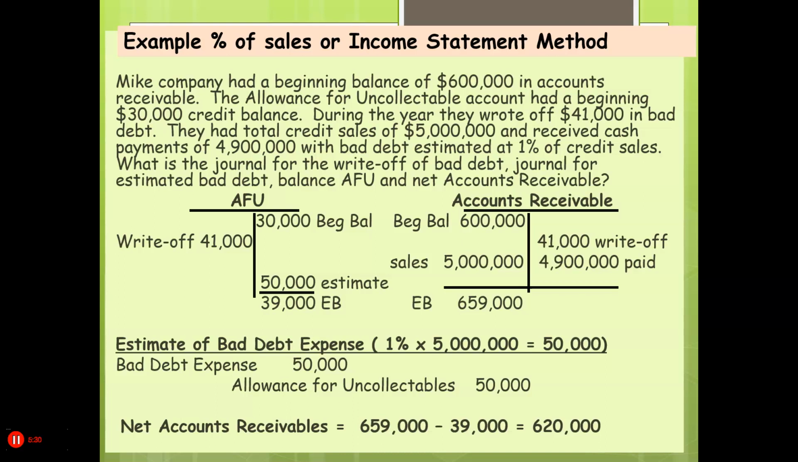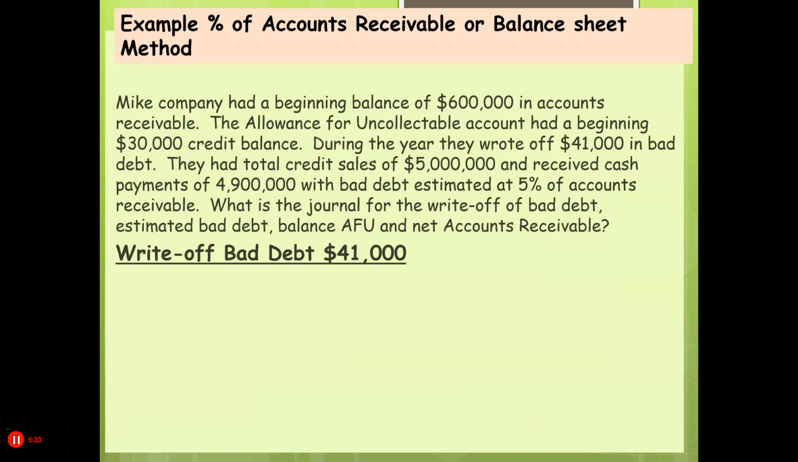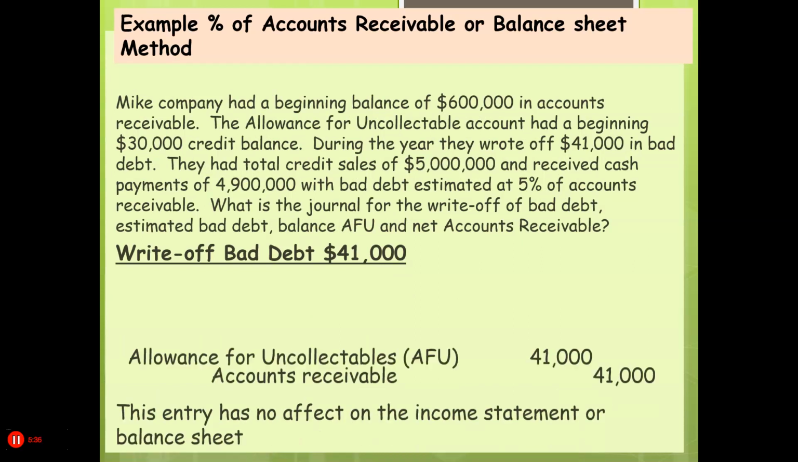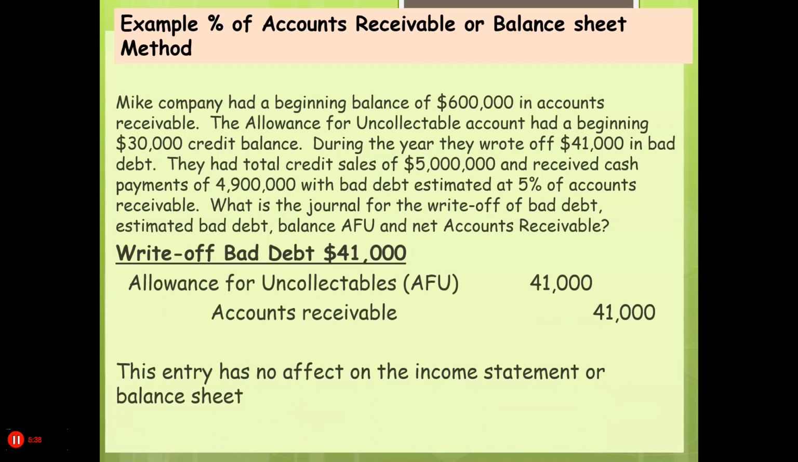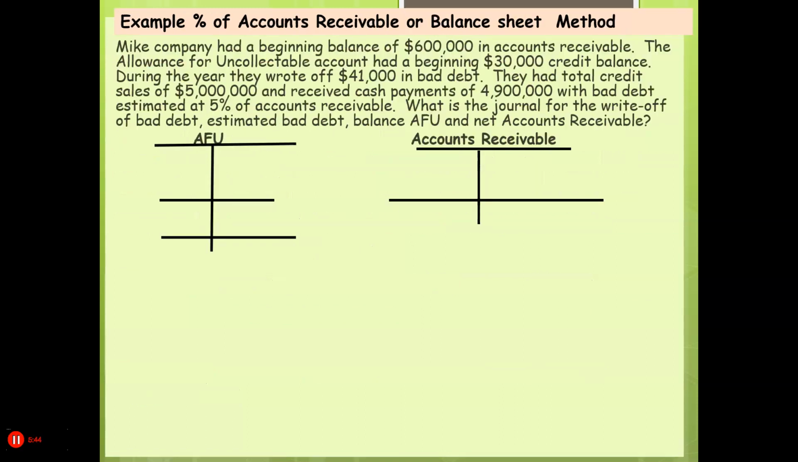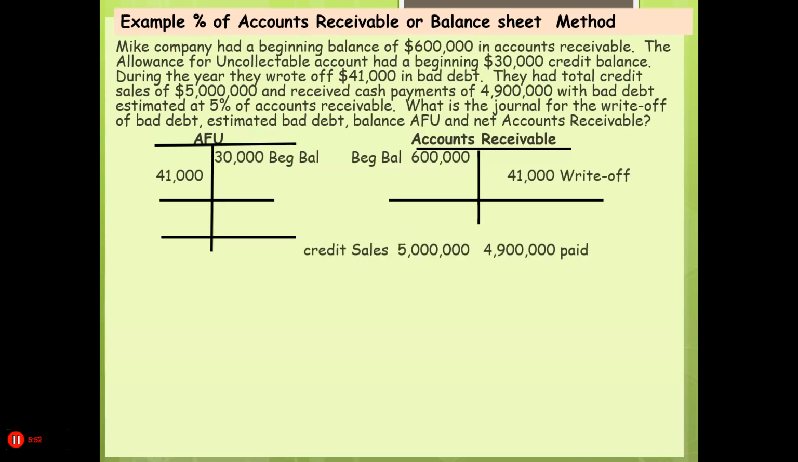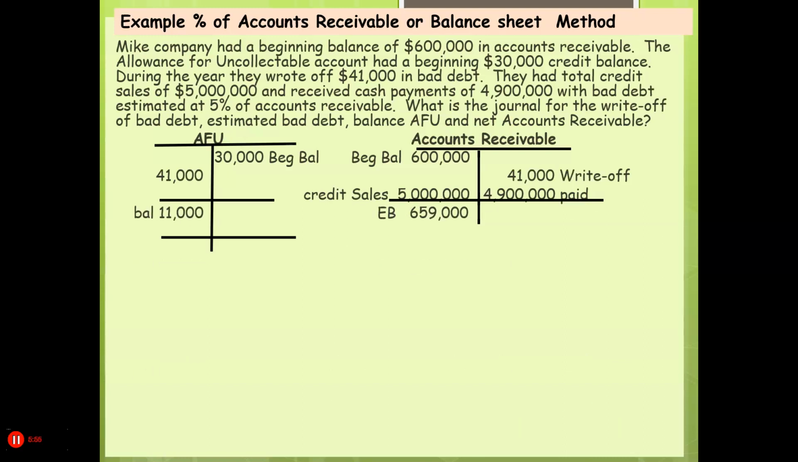Now let's take a look at the balance sheet method. For the balance sheet method, again, we're going to do the same entry: allowance for uncollectibles, accounts receivable, again, with no effect on the income statement or the balance sheet. Now you really need T accounts when you do this method. So we're going to start with our beginning balances. We're going to show our write-offs and our sales, and now we know what the balance is in our accounts receivable and allowance for uncollectibles. And if you notice, we have a debit balance, and we know we're going to have to correct that anyway, because you can't end with a debit balance in allowance for uncollectibles.